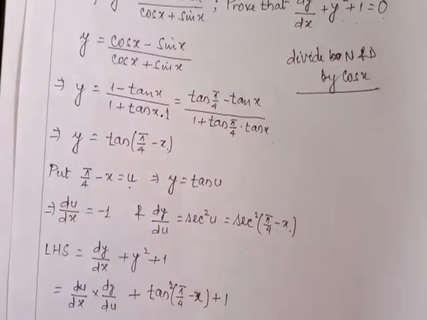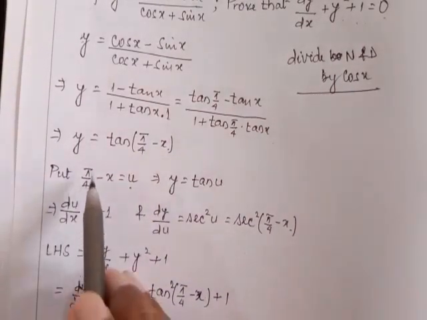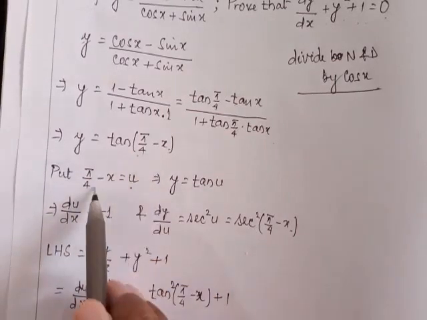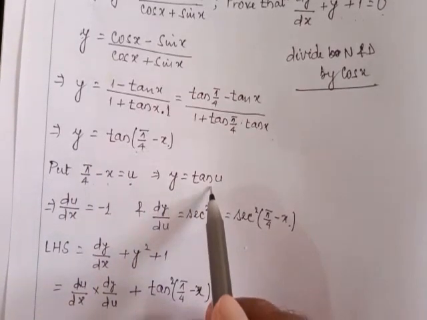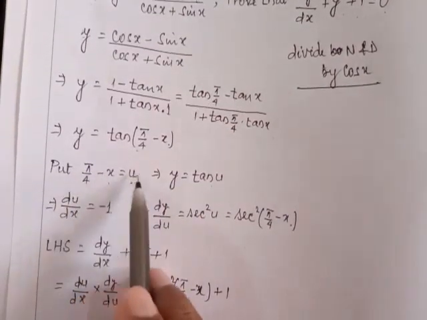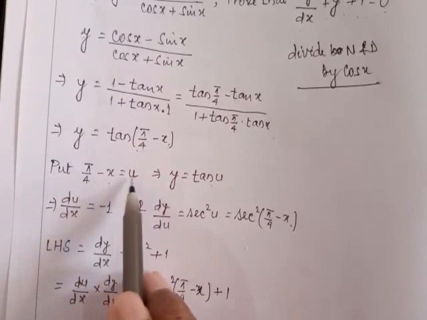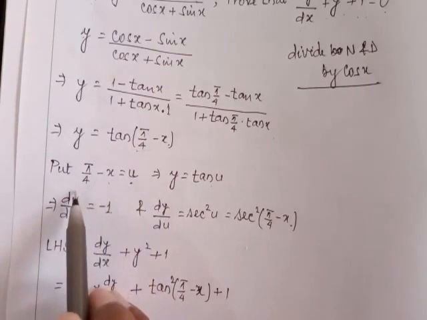Now differentiate. For differentiating, put pi by 4 minus x is equal to u. So y is equal to tan u. This is u and x. So differentiating both sides with respect to x, we will get du by dx.